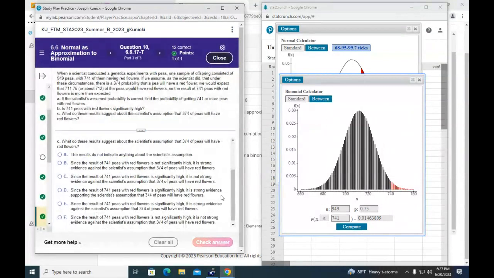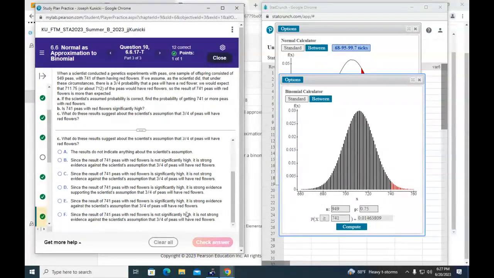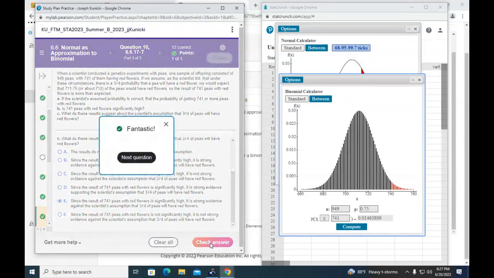And then the last question is, what do the results suggest? Since it's significantly high, it's strong evidence against the scientist's assumption. We would reject that assumption because we're significantly higher than what he expected. Not only are we higher, we're significantly higher.